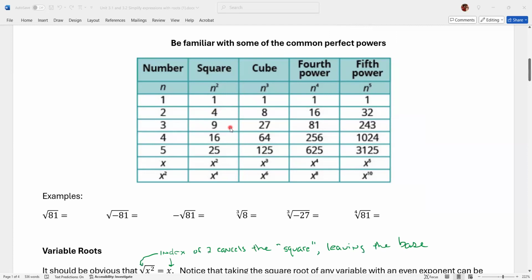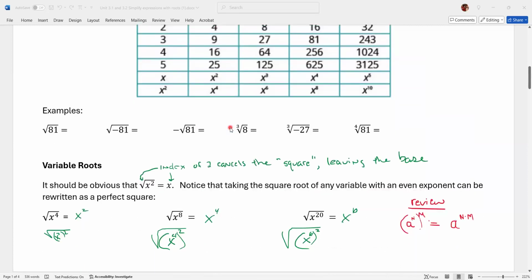Okay, so we have some examples, and we did these in class, but we'll just go down the line real quick. Square root of 81 is 9. The square root of negative 81, it does not exist. The minus sign's outside, then it's just going to be a negative 9. Cube root of 8 is 2. Cube root of negative 27, negative 3. Fourth root of 81 is going to be 3. I'll show you how to compute that if you did not know it.